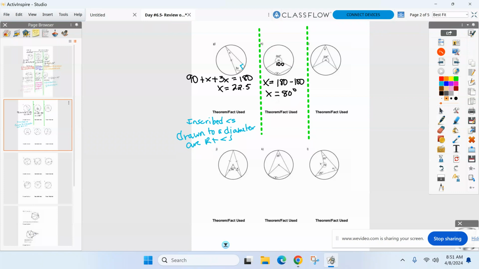Ready? Here's the theorem that we used. Quadrilateral, I'm just going to abbreviate it, quad. A quadrilateral inscribed in a circle. If you want to use the little circle notation that I showed you day one, I'm not a big fan of it. Quad inscribed in a circle implies, there's your arrow, opposite angles supplementary.